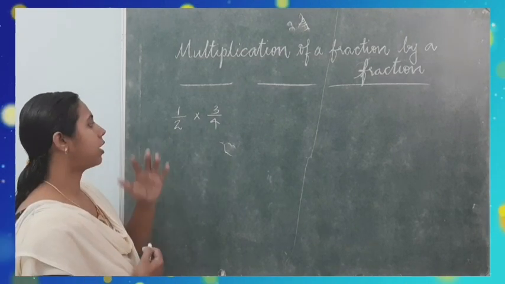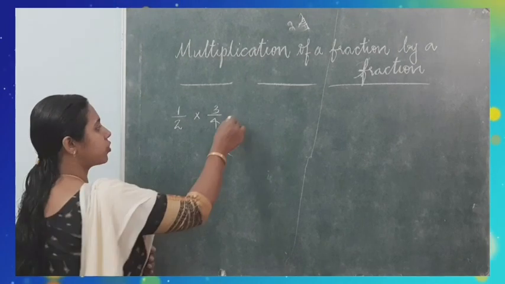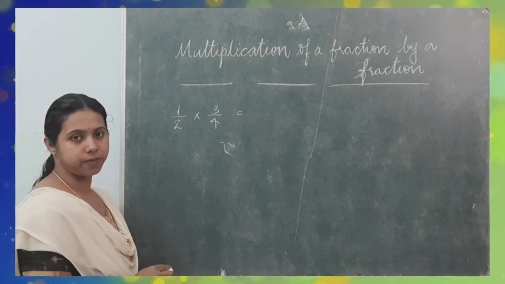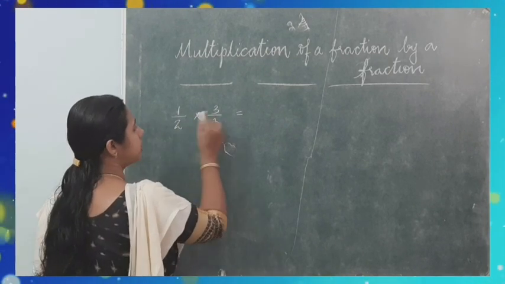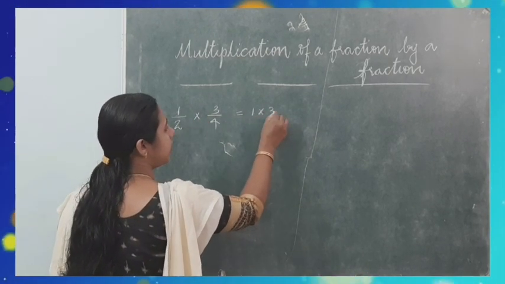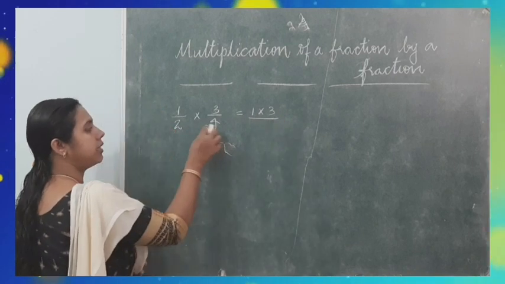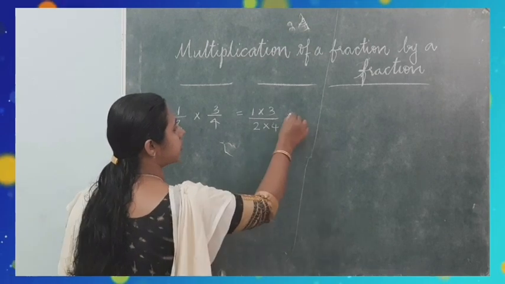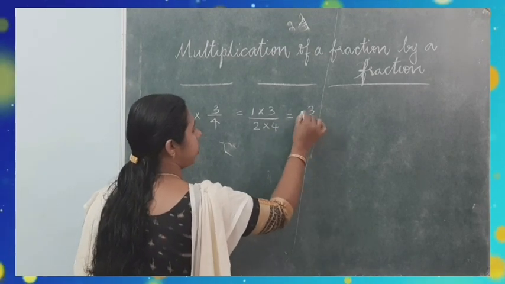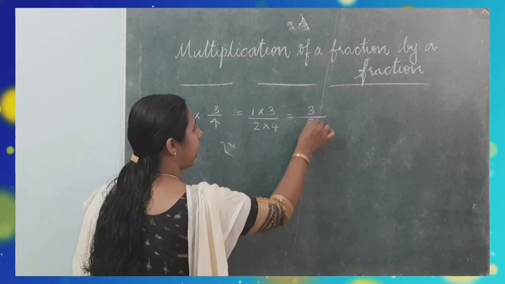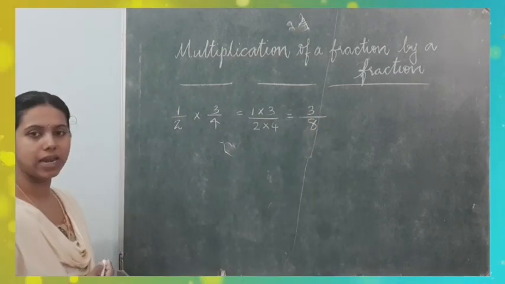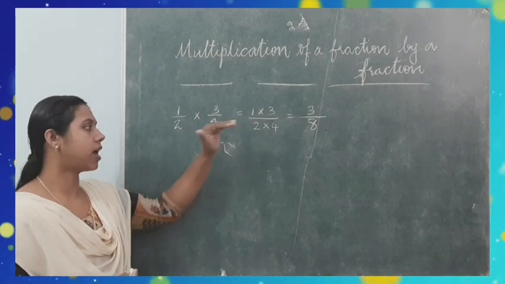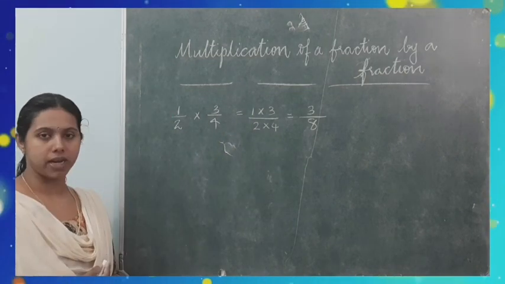So when you are multiplying two fractions, you just multiply the numerator and multiply the denominator. Multiply the numerators: 1 into 3, divided by multiply the denominators: 2 into 4. 1 threes are 3, divided by 2 fours are 8. 3 by 8. So when multiplying two fractions, multiply the numerators and multiply the denominators.